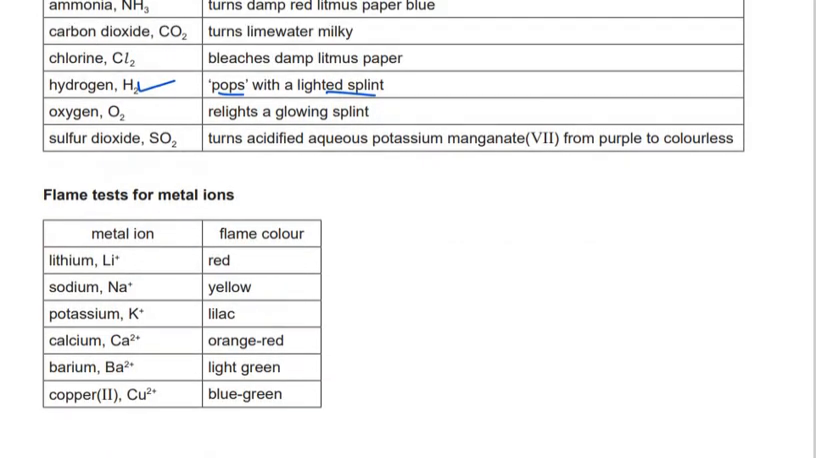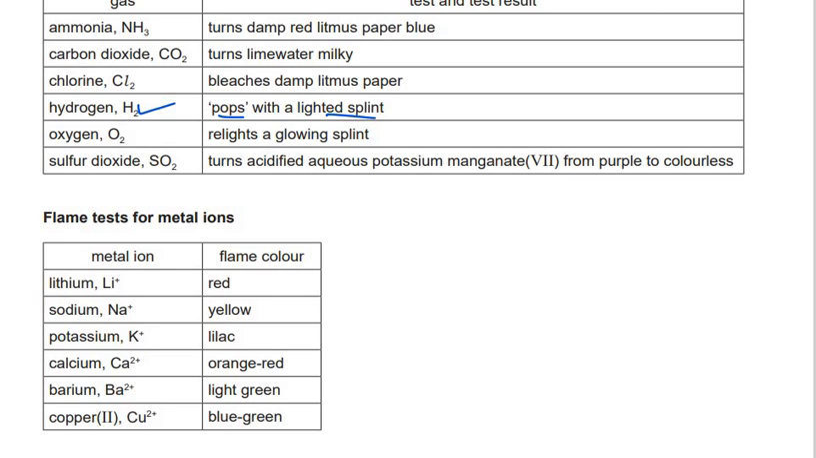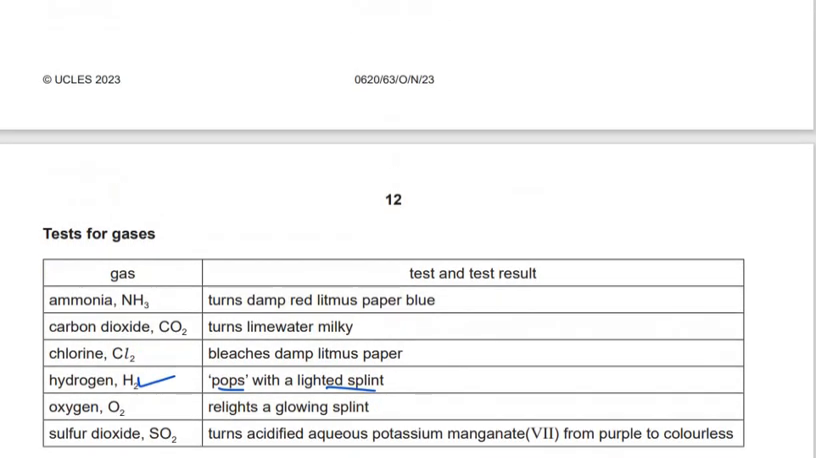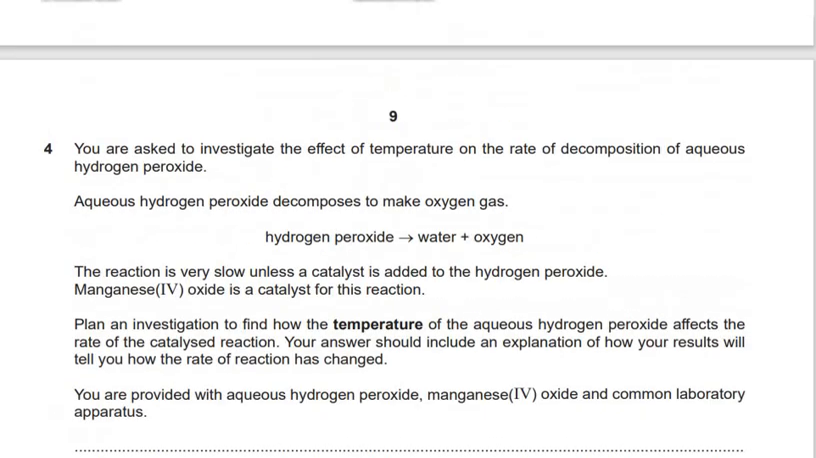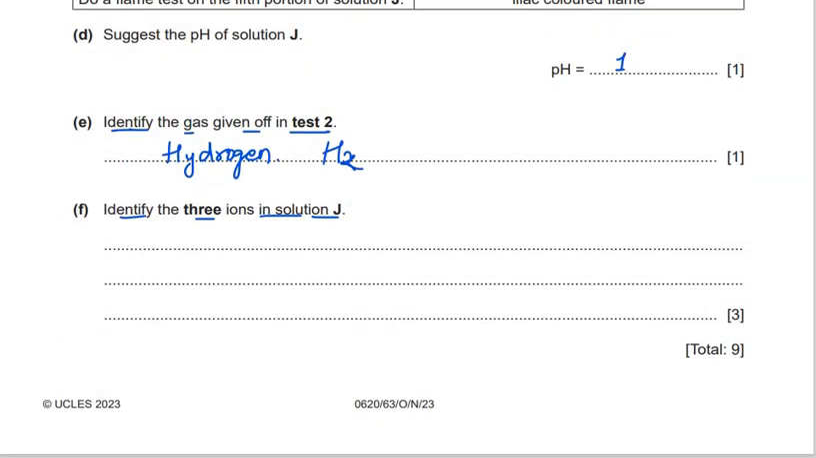Now, lilac color flame means potassium ion, so K plus ion is present, and in all acids hydrogen ion is already present. So what are the 3 ions present in our solution J? That is hydrogen ion, chloride ion and potassium ion. These are the 3 ions present in solution J. That's what we have already identified with the tests given. Fine. So this is the end of question 3.